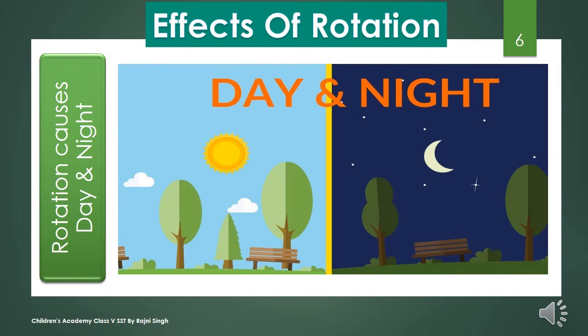Now we will read effect of rotation. The rotation of the earth causes day and night. When the earth rotates, only one part of the earth faces the sun, while the other part remains away from the sun. The part that faces the sun receives sunlight and has day, while the other part is in darkness and has night. As the earth rotates from west to east, the sun seems to rise from the east.